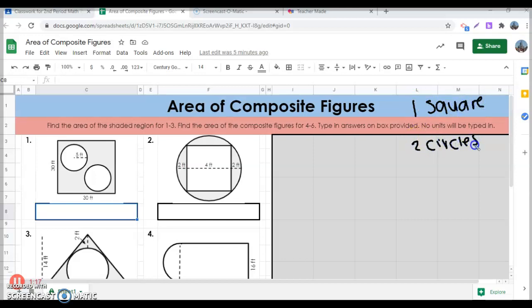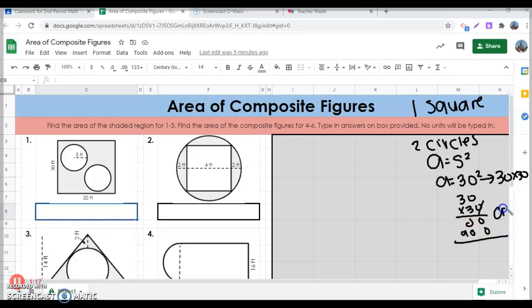So the first one that I'm going to work on is the square, because that one's going to be the easiest to figure out. The formula for a square is area equals side squared, and that just means area equals 30 squared. This means 30 times 30. So when I multiply 30 times 30, that's going to give me 900. So the area of the square is going to be 900. And for 1, 2, and 3, you're going to be looking for just the shaded regions.